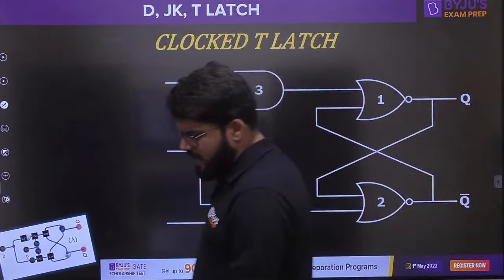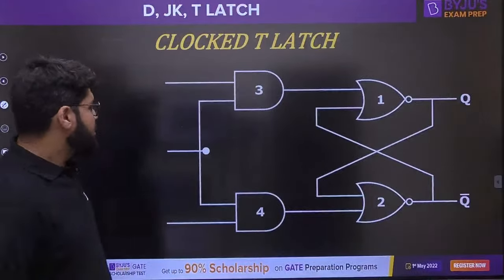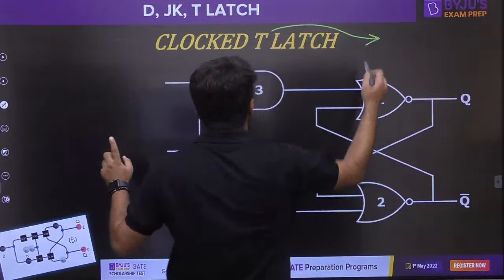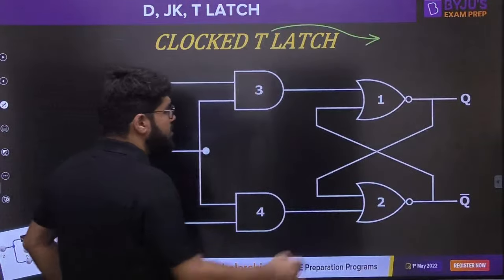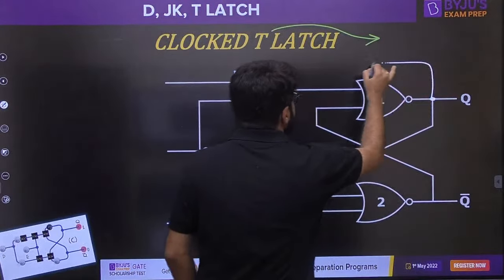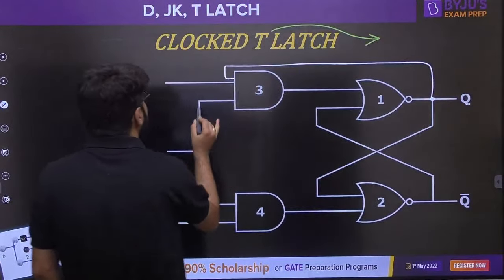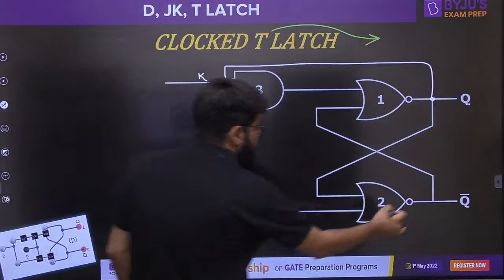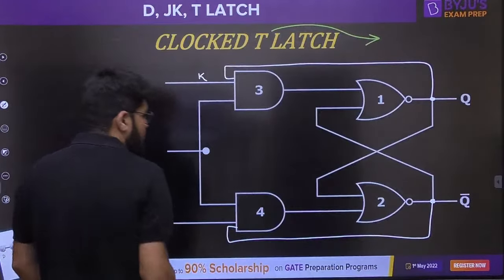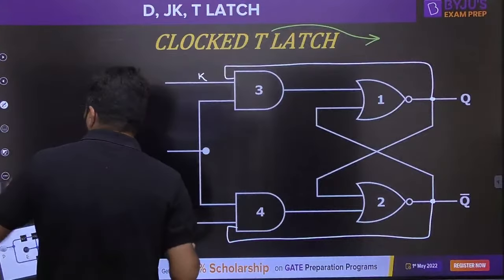First of all, before I start describing the T latch, can you please name what T stands for in the T latch? First of all, the T latch is just a small modification in the JK latch. Let me first redraw the JK latch, and then the small modification. This was J.